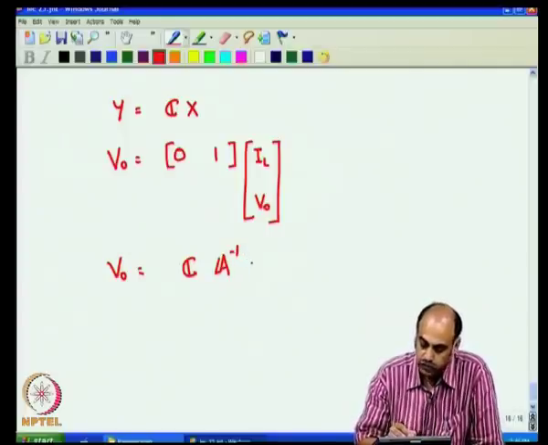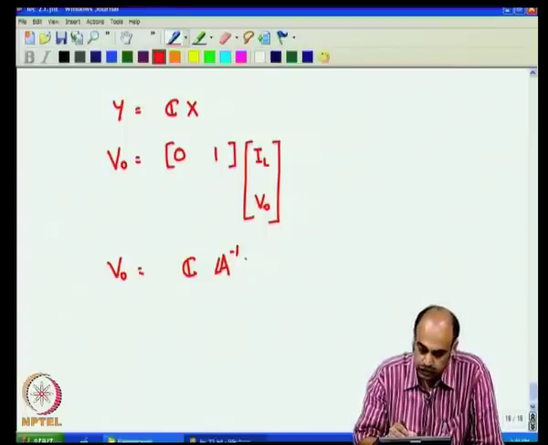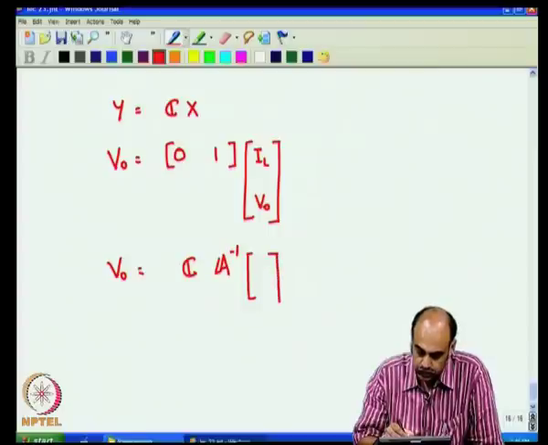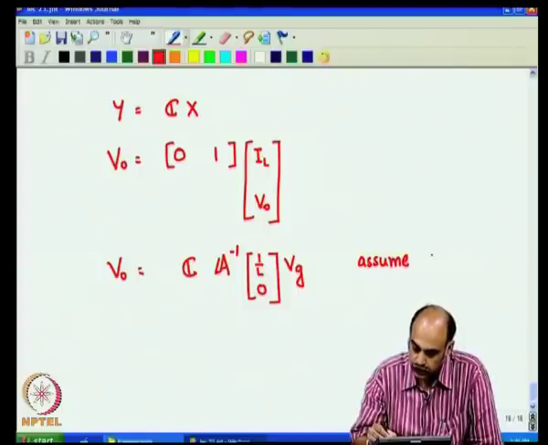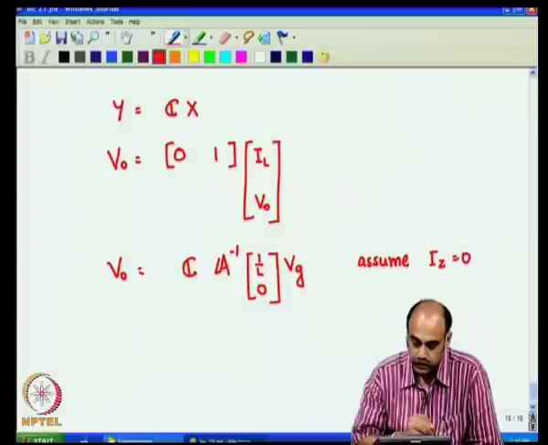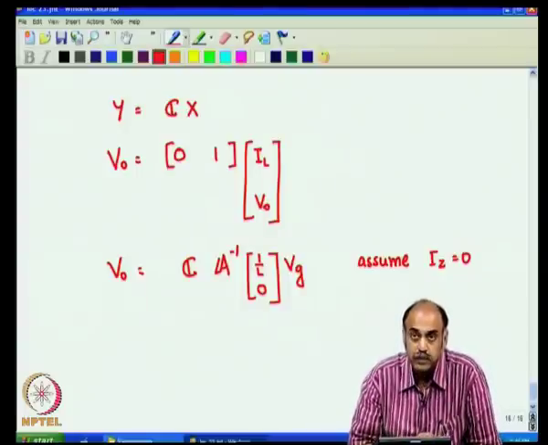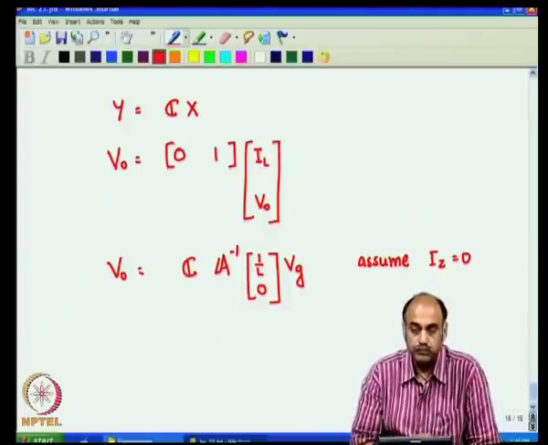So, let us say we want with respect to V g, then multiply it with the B matrix corresponding to V g into V g, assuming I z is equal to 0. When you want to get the transfer relationship, you are getting the transfer relationship of an output variable to an input variable, assuming all other inputs are 0.